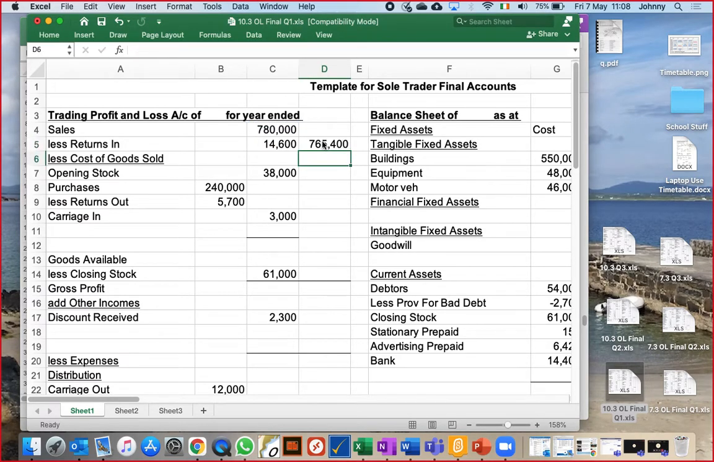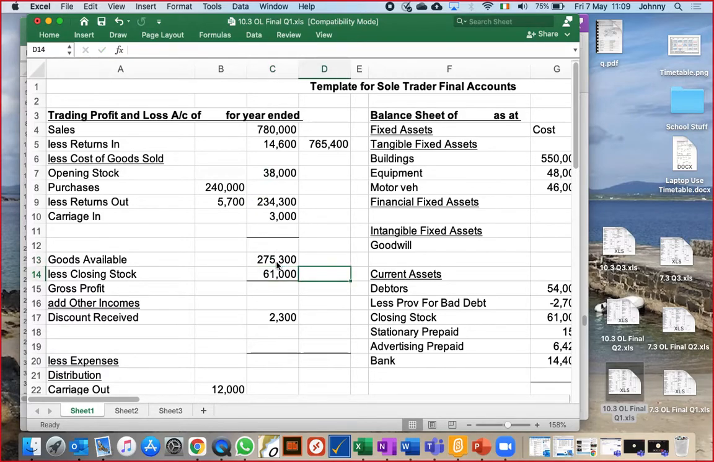Which is returns in. Then we have opening stock and purchases, and we have to take away our returns out first to get our real purchases figure. And we have a carriage in, and we have an opening stock. We add the three of them together, and that gives us a number called goods available. So opening stock plus the real purchases figure plus the carriage in.